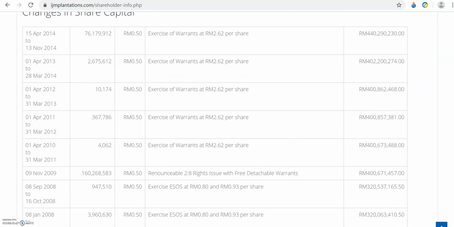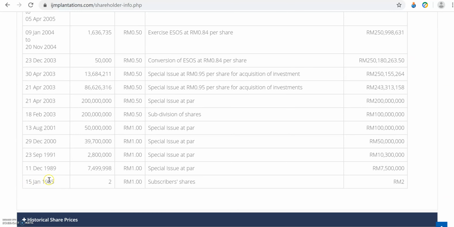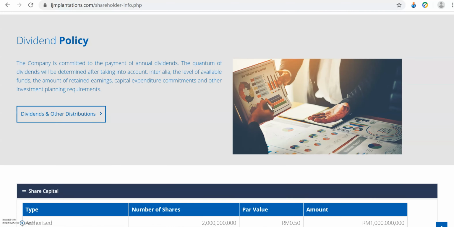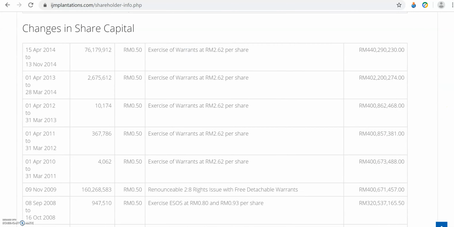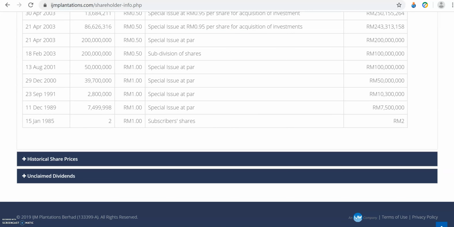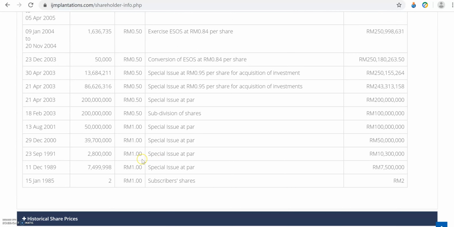Now can we look at how it started off? They started off on 15 January 1985, under the old Companies Act 1965. When they started off on 15 January 1985, they had 2 units of shares, and each share at that particular time still had a nominal par value of 1 ringgit. So the capital at that particular time was 2 ringgit.